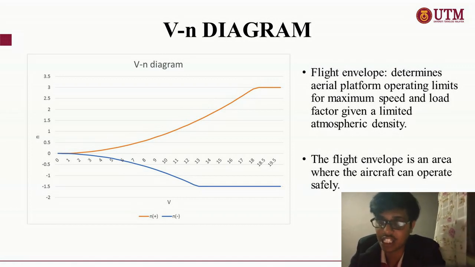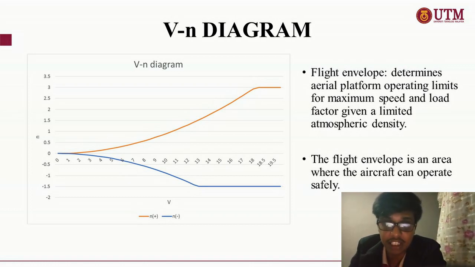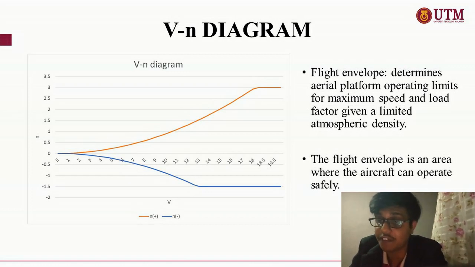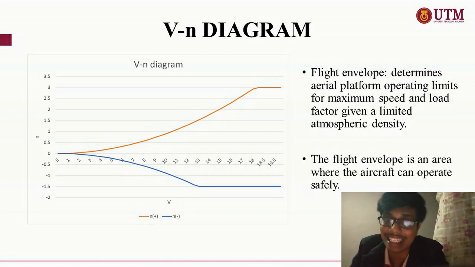As we've done in this example, from here we can see the highest load factor will be at 3 and the maximum speed will be at 18.5 meters per second. The airplane designers will construct the VN diagram using a multitude of flight mechanics and structural stress data obtained from simulation and tests.